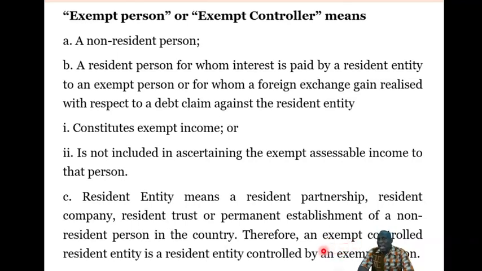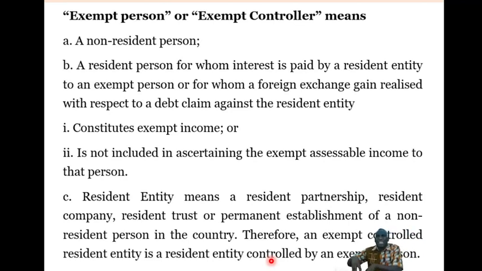When they say an exempt controlled resident entity, it is a resident entity that is controlled. What's the meaning of the controlled that they are talking about? It means that the exempt person has 50% or more holdings in that resident entity. That's why they are calling that resident entity an exempt controlled.